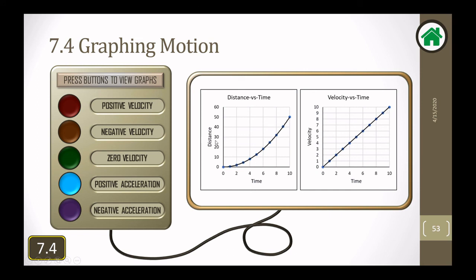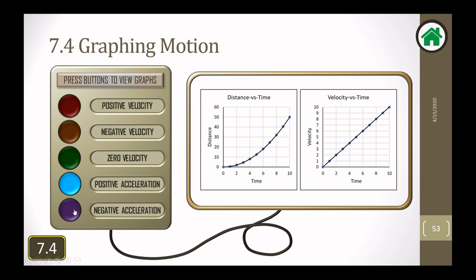Now notice that acceleration on a distance versus time graph shows up as a curved line, but on a velocity versus time graph, uniform acceleration shows up as a straight line, because the velocity is changing by the same amount for each unit of time. But the distance is changing by increasingly larger amounts for each unit of time because the object is speeding up.